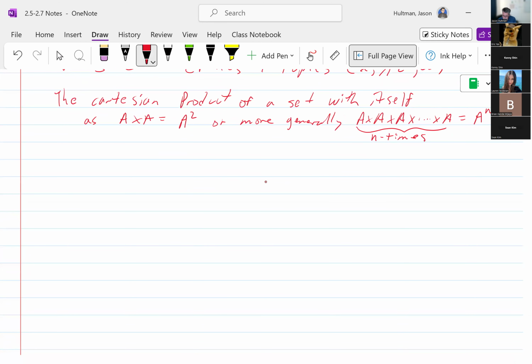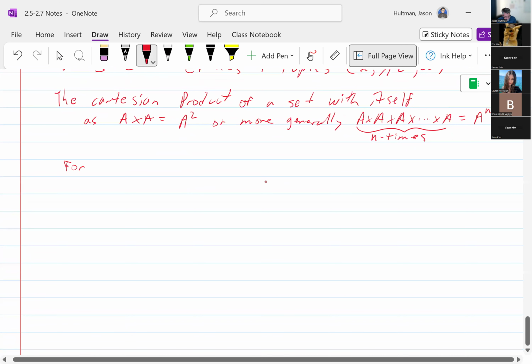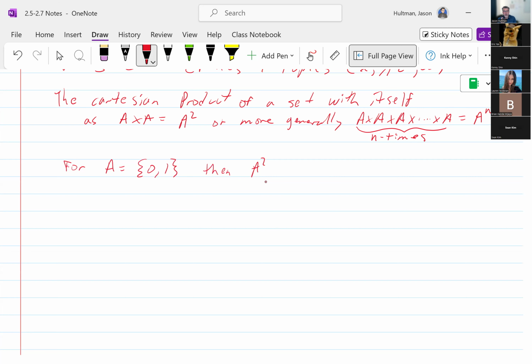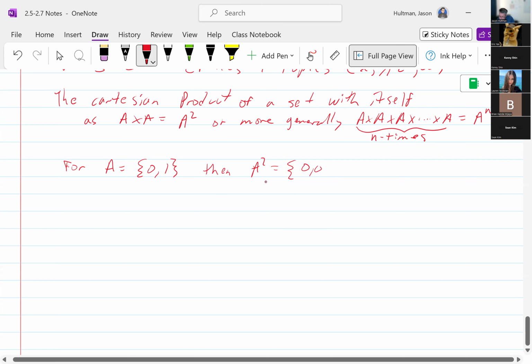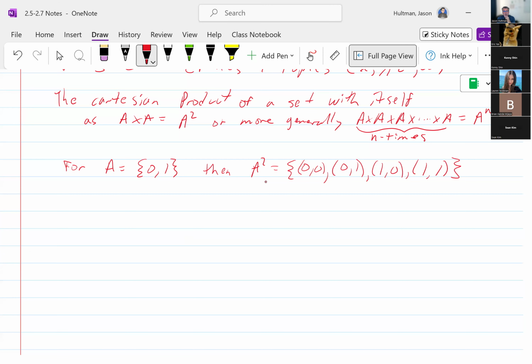For A equals {0, 1}, so we just have 0, 1 in our set, A squared is going to look like what? It's going to have ordered pairs of magnitude 2. So this will be a complete set of (0, 0), (0, 1), (1, 0), and (1, 1), all the possible ordered pairs that we could come up with, the elements being just 0 and 1.